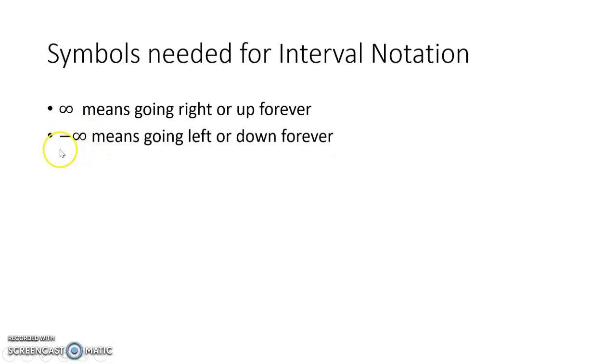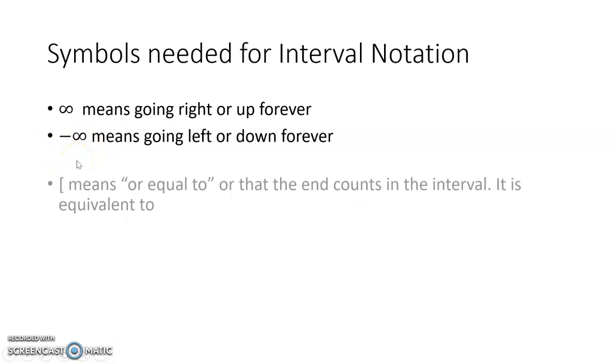Negative infinity means going left or down forever. So negative 10, negative 100, negative 1,000, etc. Again, it's not a number. It's an idea of going down forever.